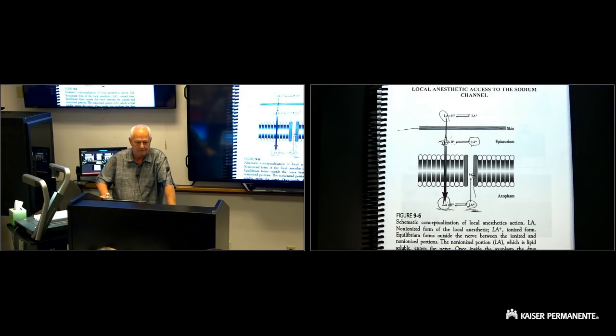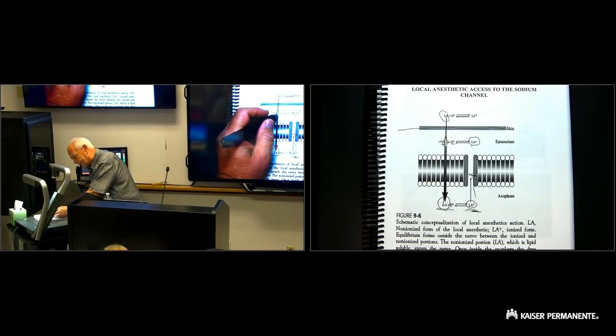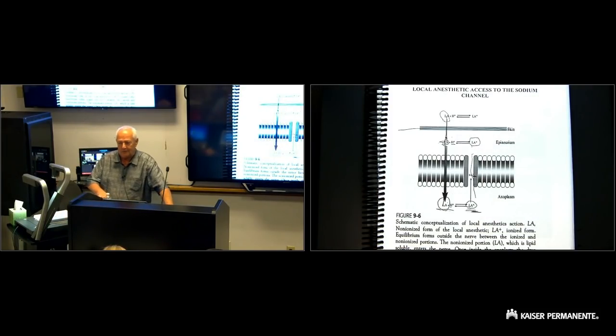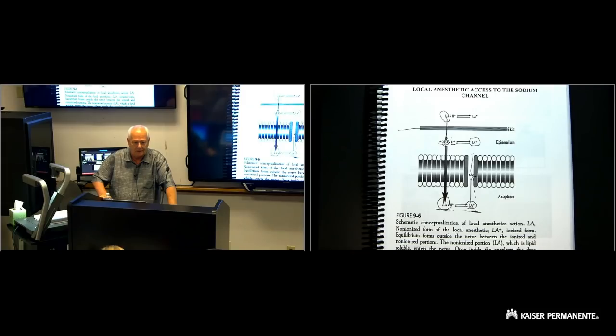That's the end of it. Now, why doesn't the local anesthetic just go into the sodium channel from the outside, go down there and block? It doesn't. It's too big. It's got to penetrate the nerve first. Maybe benzocaine works that way, but none of the others do.